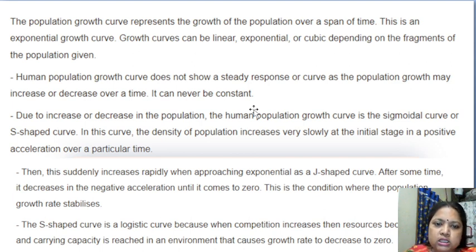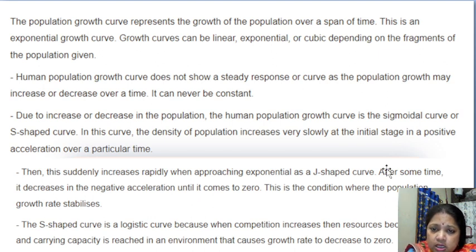So, due to the increase or decrease in the population, the human population growth curve is the sigmoidal curve. It is known as the S curve or sigmoidal curve. In this curve, the density of population increases very slowly at the initial stage. So what is the characteristic feature of the sigmoid growth curve, or S curve? The example is your human population growth. It has a total of 3 phases.